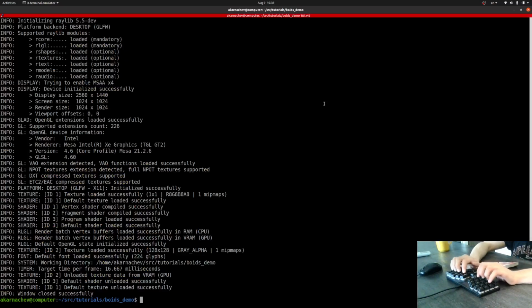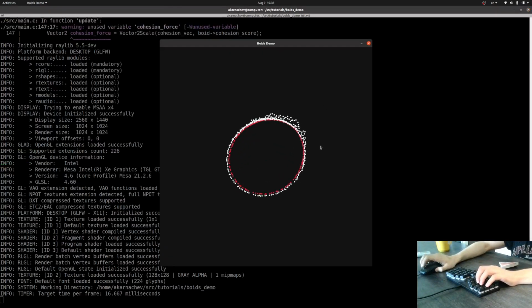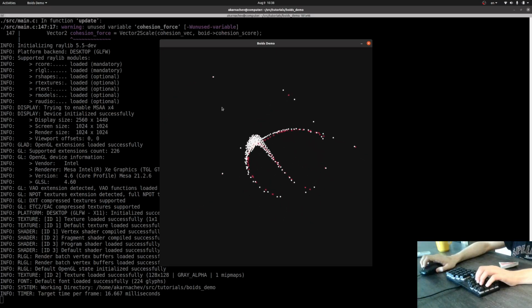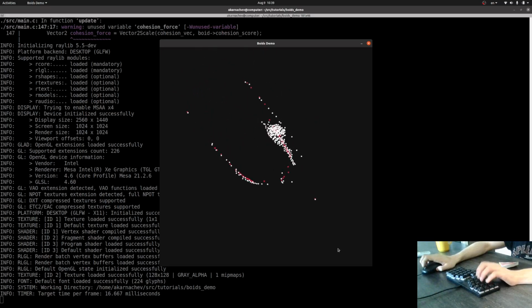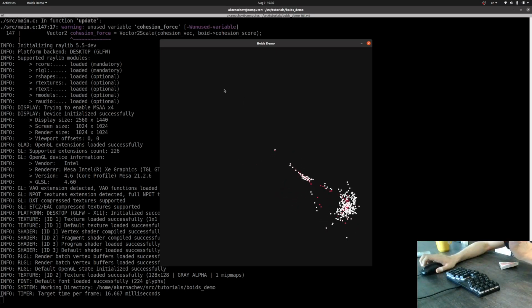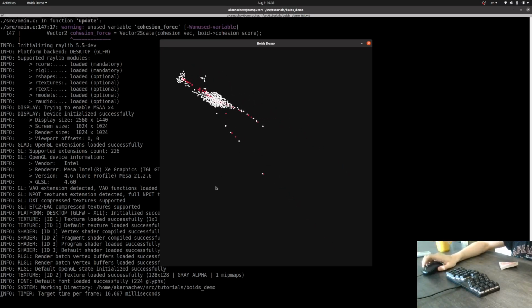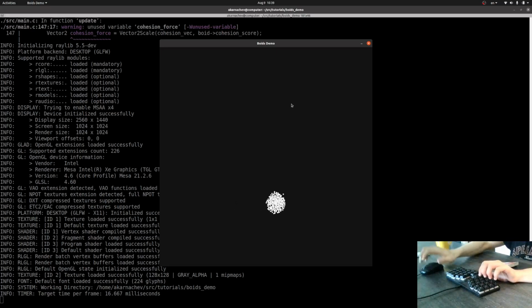Draw circle. No, it looks correct for me. So it's just some points in the middle of local groups. Yeah, as you can see now, the center is in the very center of this formed group.